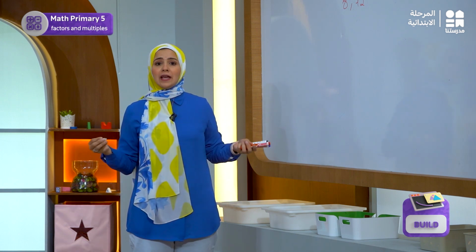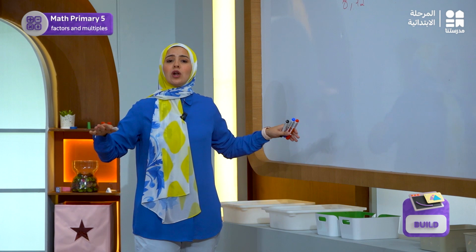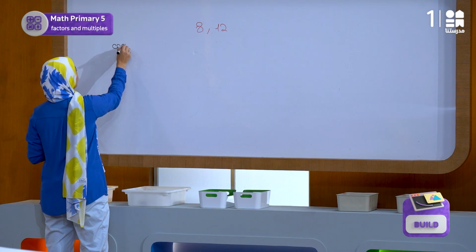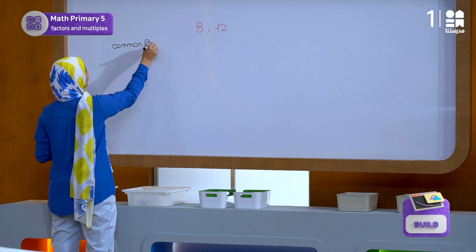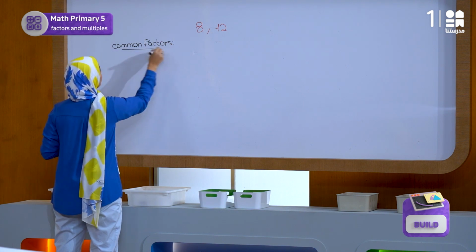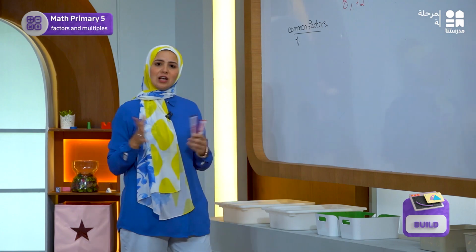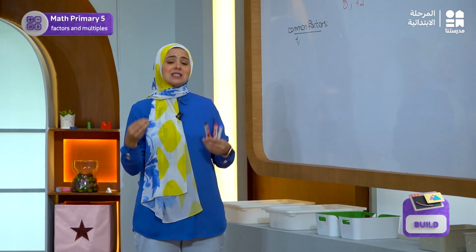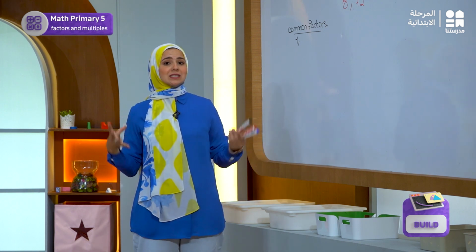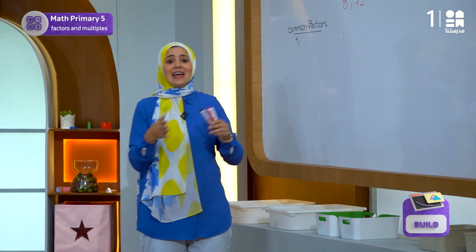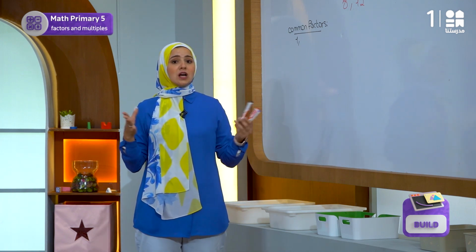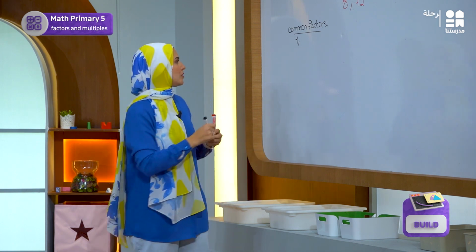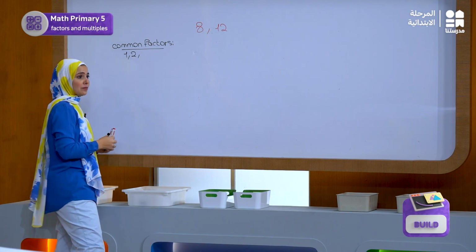It is 1. Why? Because 1 is a common factor for all numbers. So the first number that I can think of from the common factors is the number 1. What else can I think of? The second number that is also a common factor is what? I'm asking myself which number I can divide both 8 and 12 by at the same time. Since both numbers are even, we can divide them both by, excellent, 2. So the second common factor is 2.